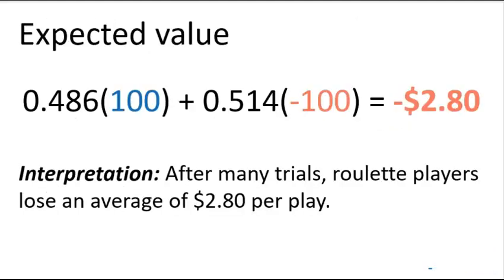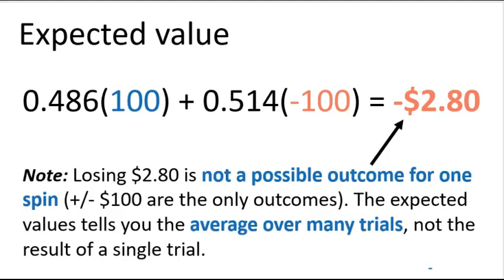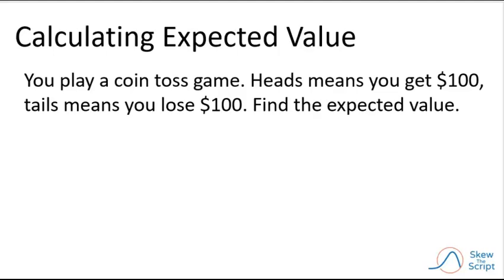So we can interpret this expected value of negative $2.80 as follows. After many trials, roulette players lose an average of $2.80 per play. And generally, this is how we interpret expected values, as the average value after many trials. $2.80 isn't a possible outcome for one spin. If you play once, you either win or lose $100. The expected value is the average over many trials, not just playing one time.